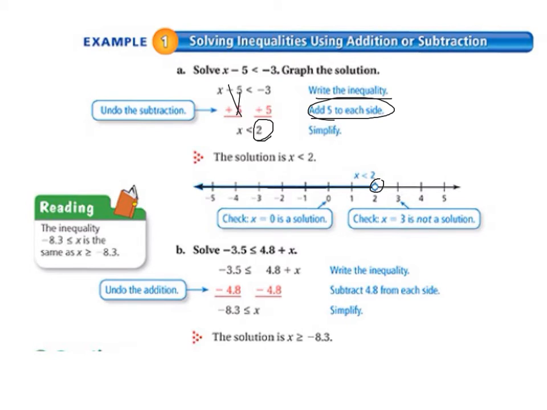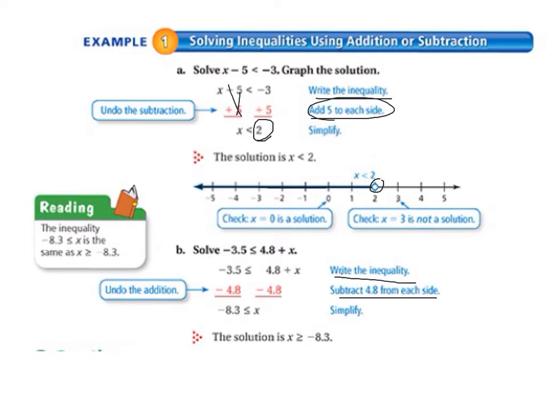We can check our work by plugging in any number to the left for x and seeing if it works in our inequality, or any number on the right to see if it's not a solution, to see if our inequality does not work. And now let's look at letter B. Solve negative 3.5 less than or equal to 4.8 plus x. First we write the inequality, then we undo the addition by subtracting 4.8 from each side.